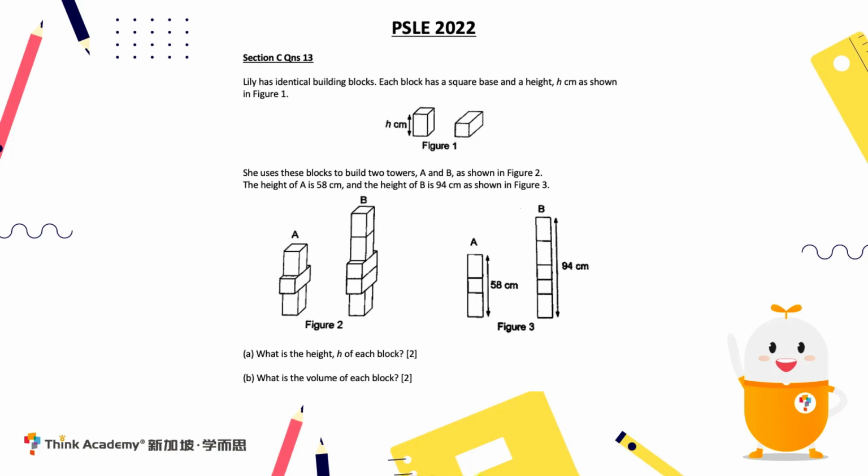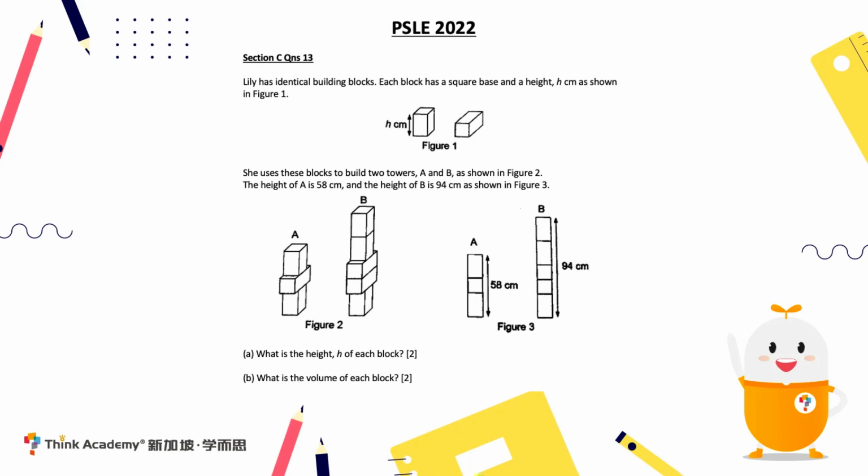So Lily has identical building blocks. Each block has a square base and a height of h centimeter as shown in figure 1. Now she's using these blocks to build two towers A and B as shown in figure 2, and the height of A is 58 cm while the height of B is 94 cm. Now, how are we actually using our simultaneous equations here?